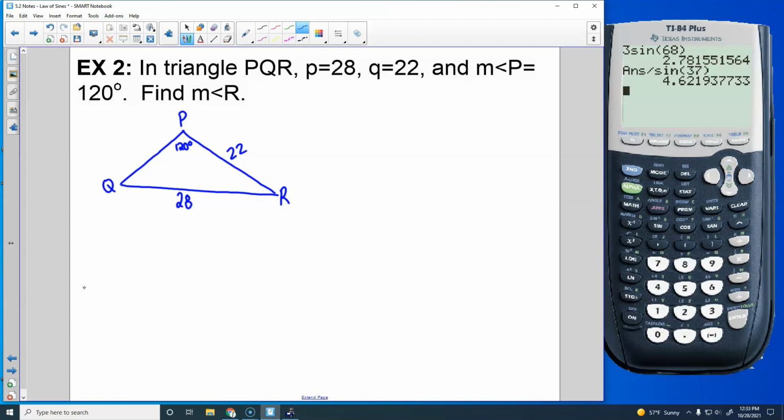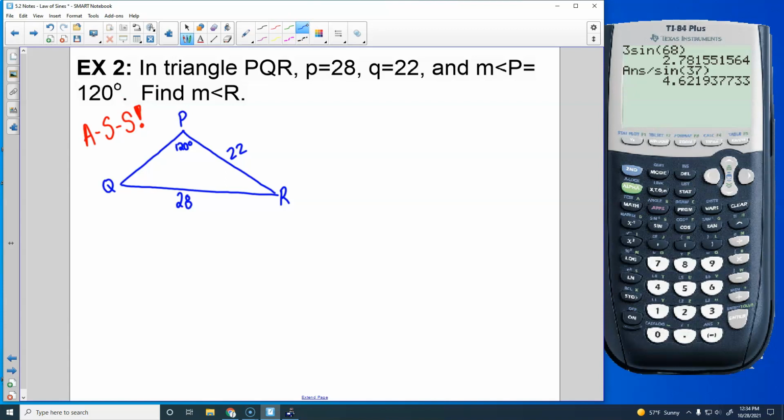So once I get a picture of what this looks like, I need to ask myself, do I have angle side side? Because if I have angle side side, there's going to be one little extra thing that I have to do. So in this case, I've got an angle and two sides. And is that angle between the two sides? It is not, because if it was, it'd be over here at R, right? So I have angle side side. So watch out. Be careful with this.